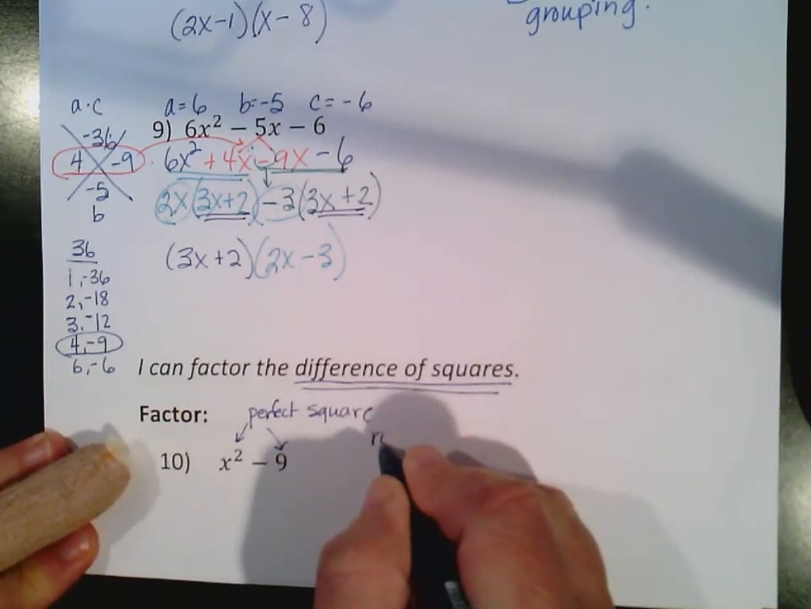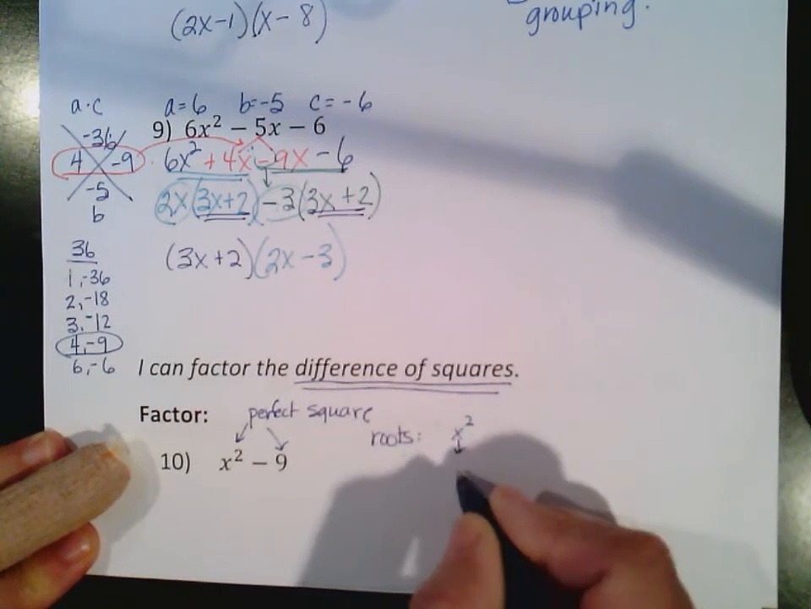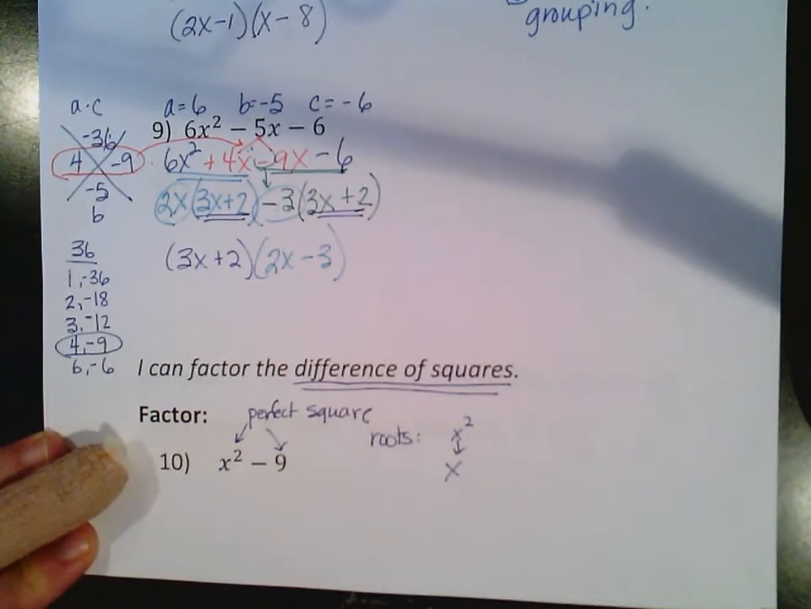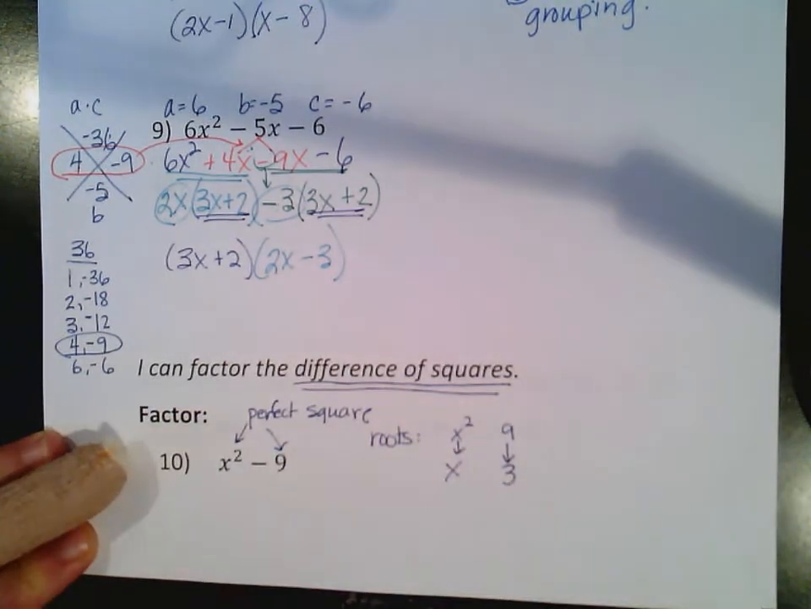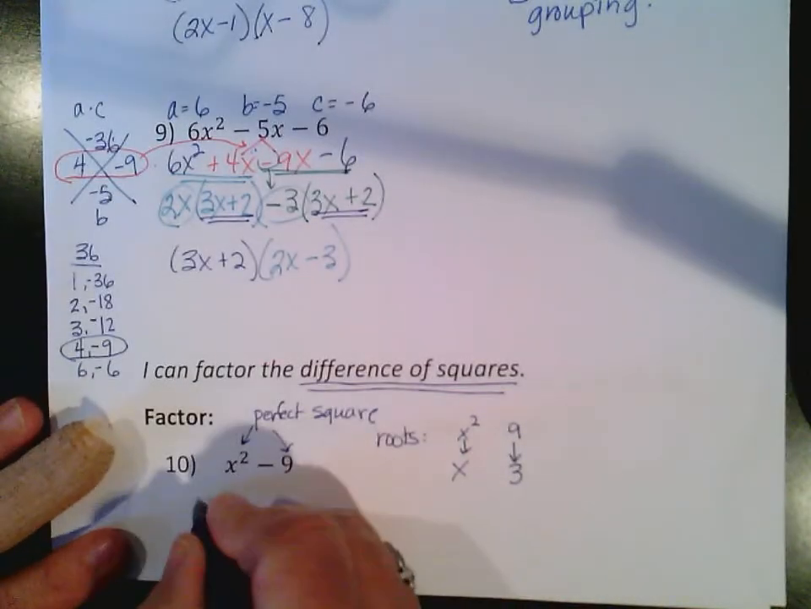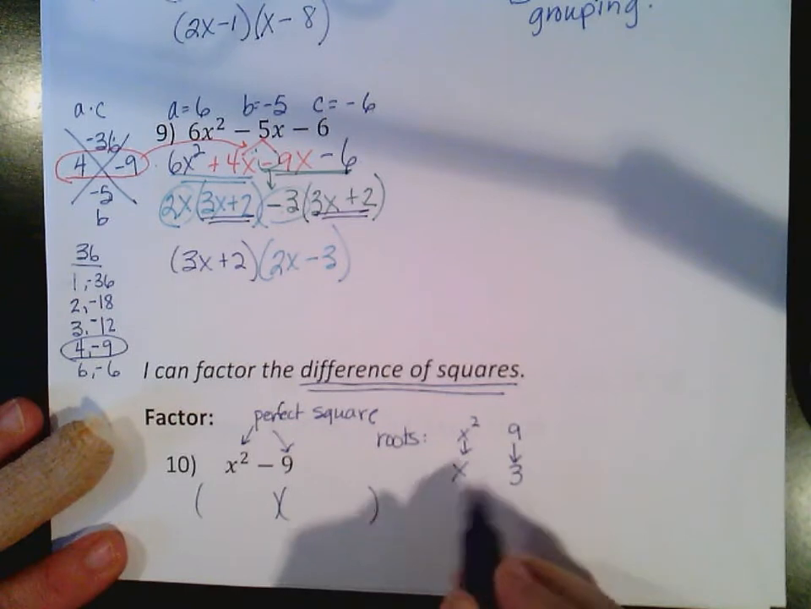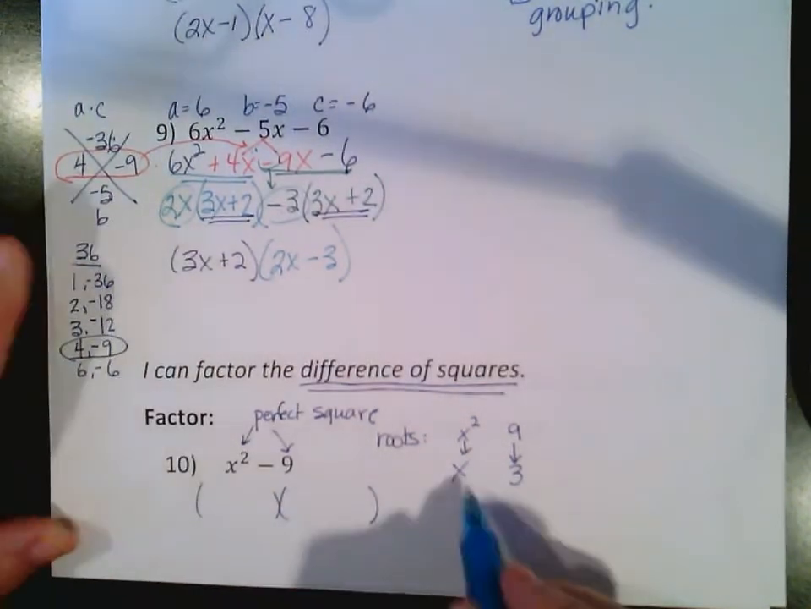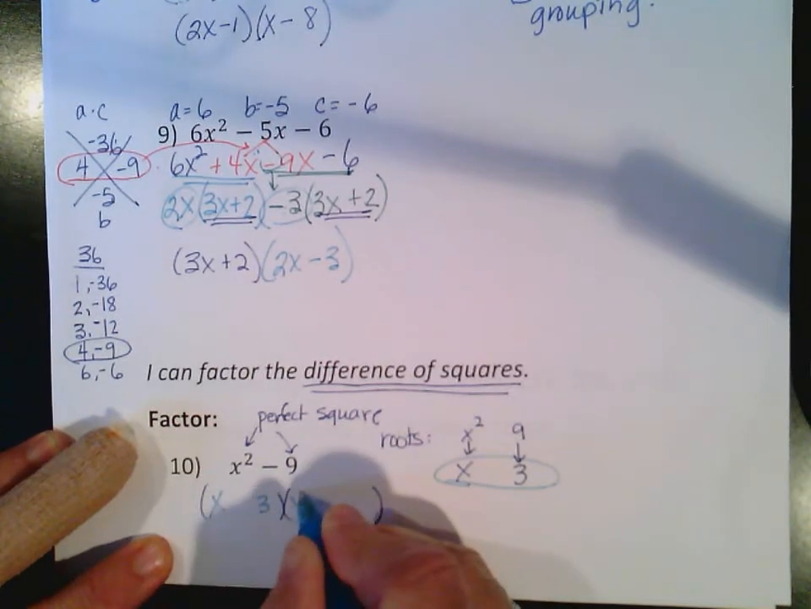So we look at the roots. For x squared, the root of that is x. X times x is what gives me x squared. For 9, the square root of 9 is 3, because 3 times 3 gives me 9. Those are your roots. To write the factor, you do 2 parentheses. In both of these parentheses, you write the roots. Okay? So I put x and 3 and x and 3.